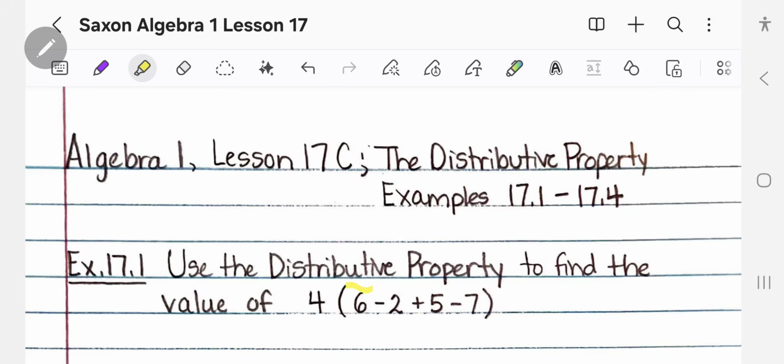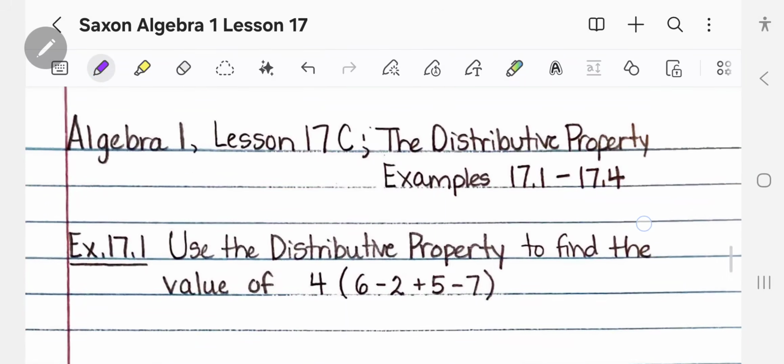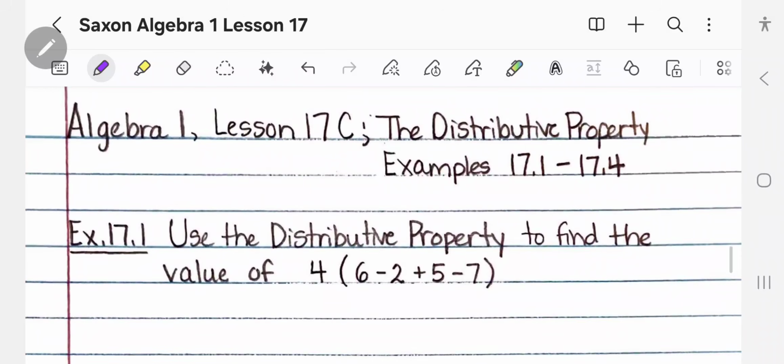Notice when I said "the quantity," that let you know that 4 is being multiplied by something in parentheses. Now, we are going to use the distributive property only because they tell us to. If the directions did not say how to do it, I would do all of this inside first and then multiply it by the 4. But since we just learned about the distributive property, they want you to show that you understand how to do it, and we're going to do it that way.